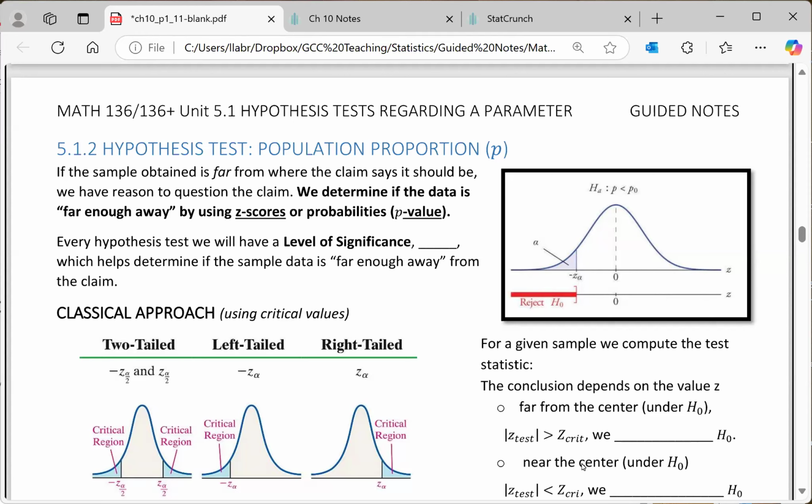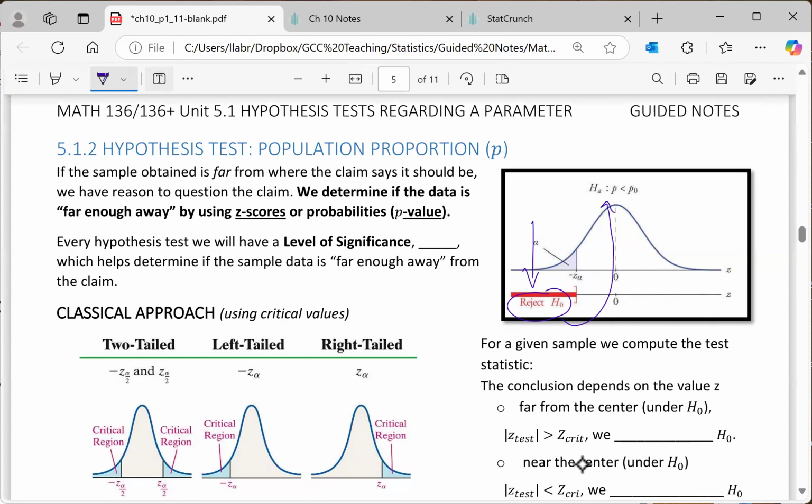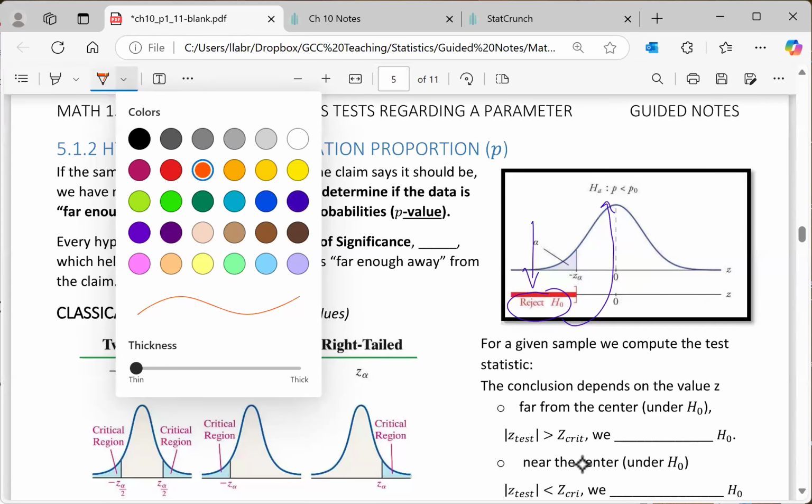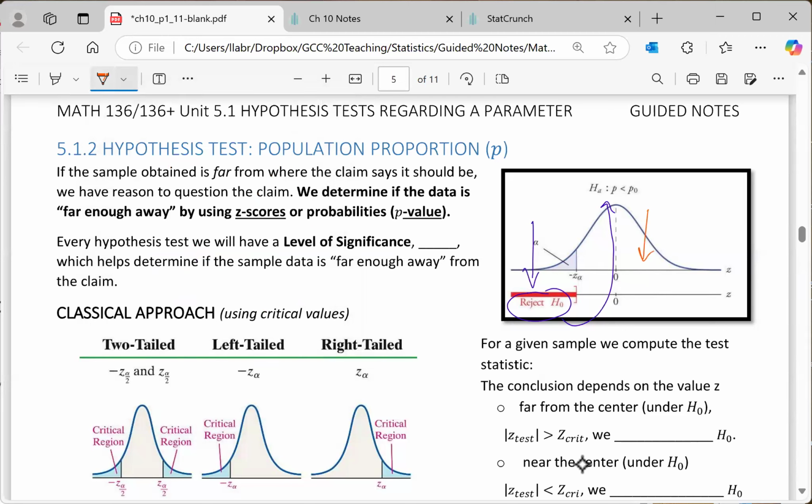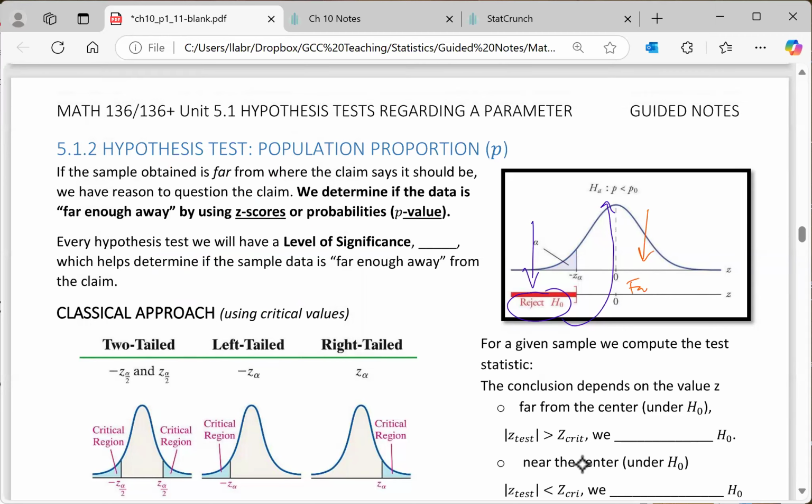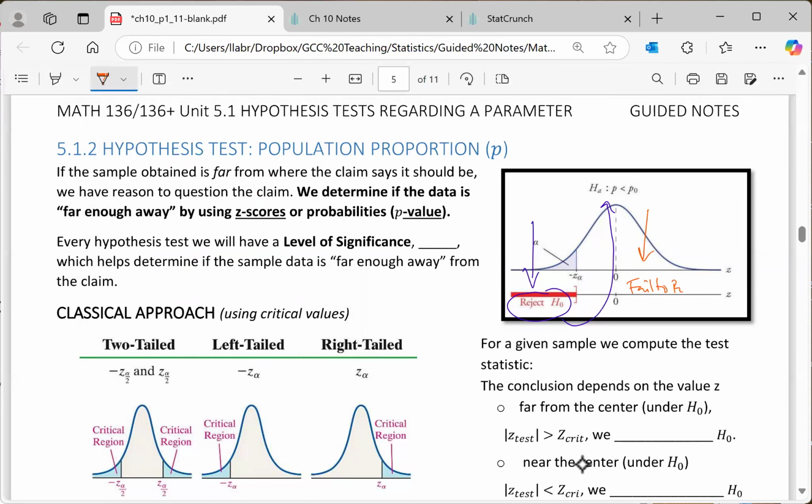The last piece that's missing is how exactly do we determine if our sample evidence provides evidence for the alternative? We've already said if your sample lands here, you're going to reject the null, so that supports your alternative. But if, for example, you land here, then that's fail to reject the null.